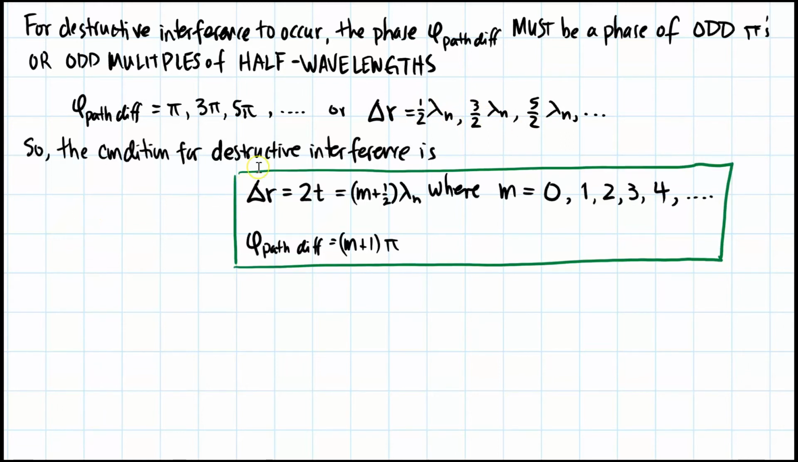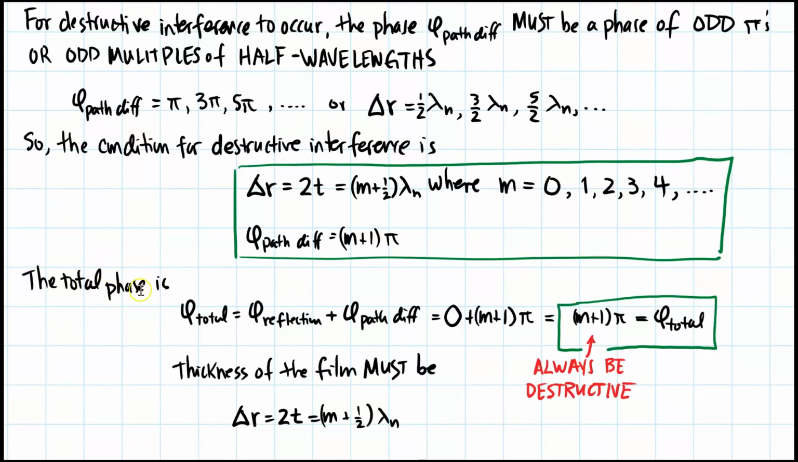That is, the condition for destructive interference then is that the path difference 2t must be odd 1/2 multiples of the wavelength, where now we include 0. And the path difference must be these odd pi's. To sum up the whole thing here, the total phase, due to reflection and path difference: the reflection is 0, but now I need the path to be odd multiples of pi, which gives me that the total phase is odd multiples of pi, and this is always destructive.